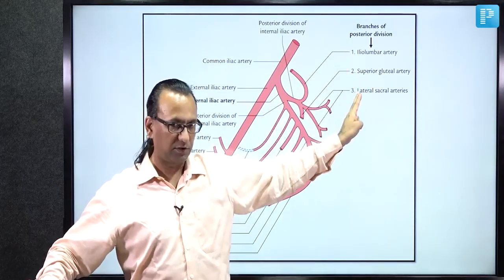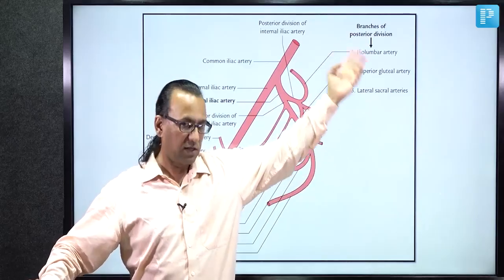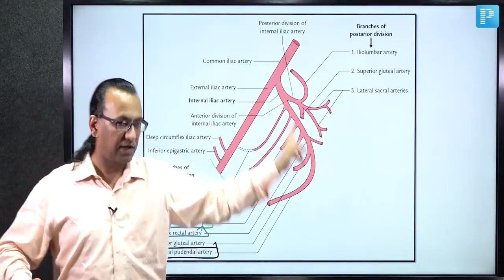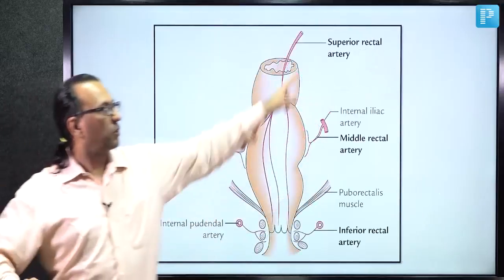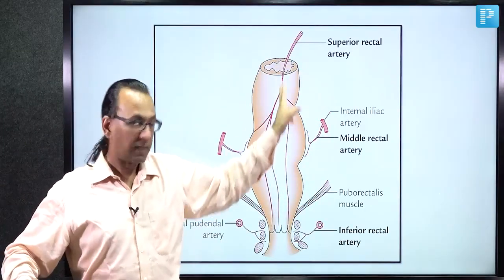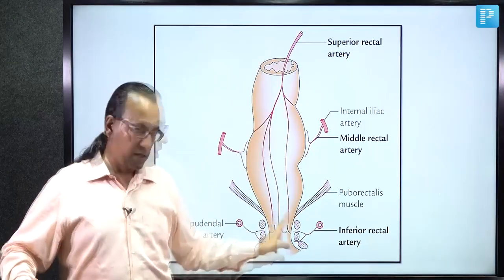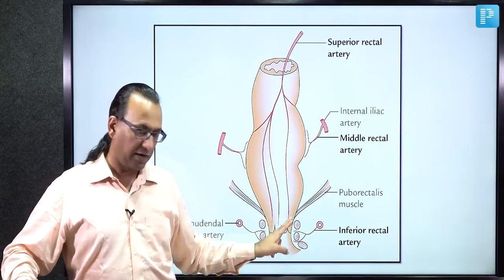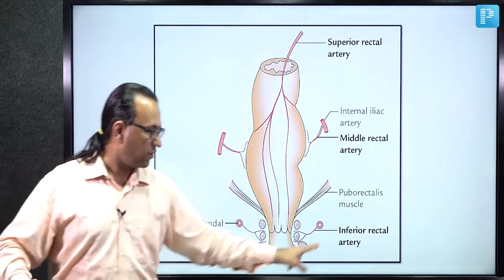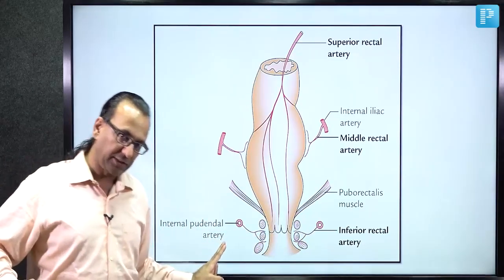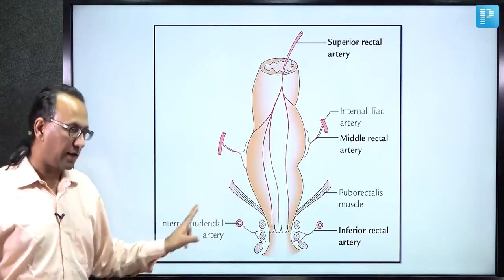Posterior division gives sacral branches, and except all that, other branches would have come from the anterior division of the internal iliac artery. So as we said, superior rectal artery is a branch of the inferior mesenteric artery, branch of the abdominal aorta, supplying till the upper anal canal, till the dentate line, pectinate line. Whereas below the dentate line, you have the inferior rectal artery, branch of the internal perineal artery, branch of the anterior division of the internal iliac artery.